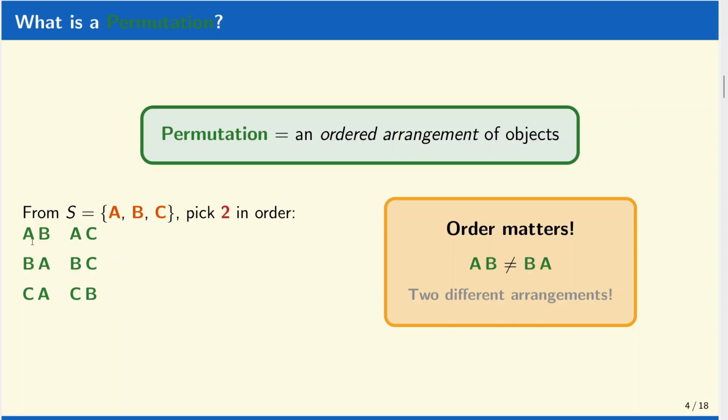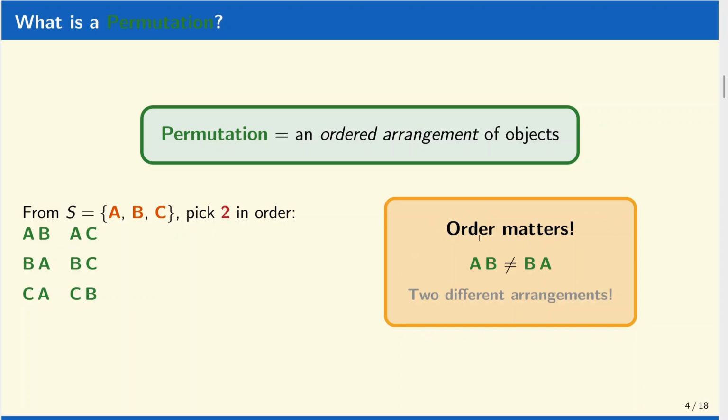We could pick A first, then B, giving us AB, or we could pick A then C, giving us AC. If we start with B, we could get BA or BC. And if we start with C, we can get CA or CB. Over on the right, inside the yellow box, is the golden rule of permutations.